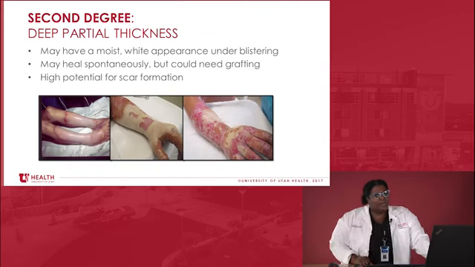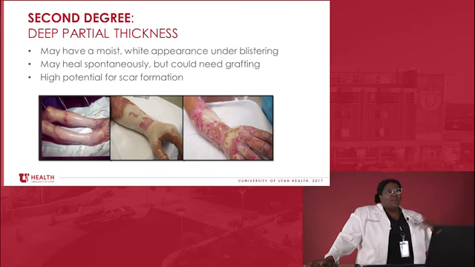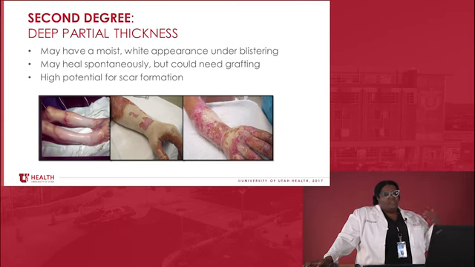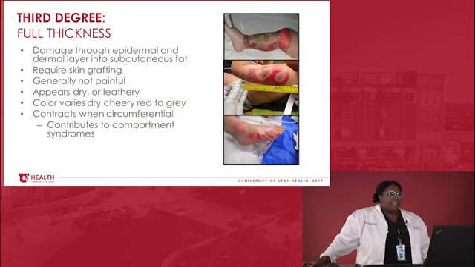When we get to the deep partial thickness burn, they may be moist, but they have more of a pale white appearance, and they are moist at the same time. Under the blister, these may heal spontaneously, but they may also need skin grafting to some degree. There is a high potential for scar formation when you start to get into deeper layers of the dermis and into third degree areas.